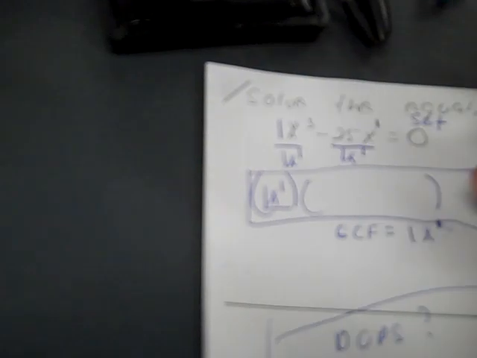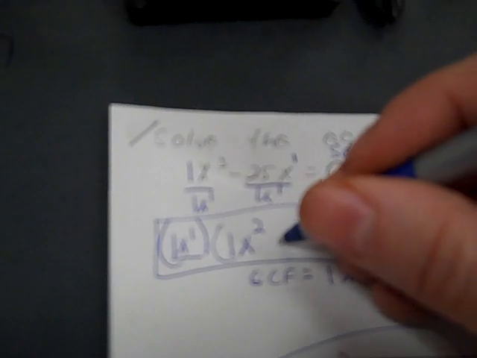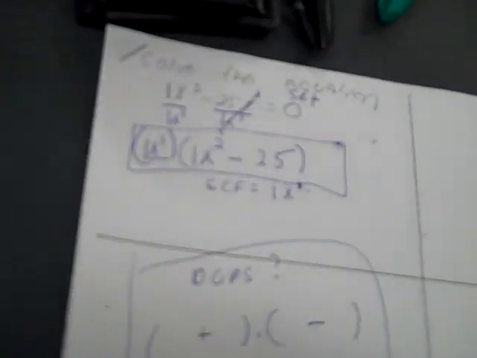an x to the first with it, so I actually need to go up here and divide. So 1 divided by 1 is 1, but x, 3 minus 1 is 2, so we have x to the second. And then negative 25 divided by 1 is negative 25, so minus 25, and then those x's go bye-bye. Okay?